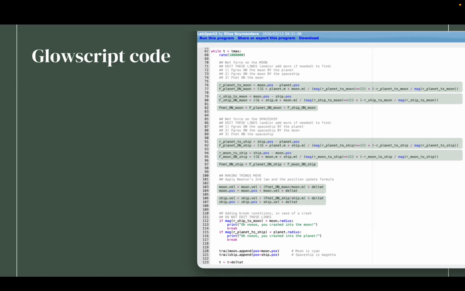I did this again to find the force of the ship on the moon, the force of the planet on the ship, and the force of the moon on the ship. I combined the forces of the planet and the ship on the moon to find the net force on the moon, and the forces of the planet and moon on the ship to find the net force on the ship. I then used Newton's second law and position update formula to update the velocity and positions of the moon and ship. I also multiplied the original time by 10, resulting in 7,000 hours, or about 24.3 years. I did this so that the orbit could be better represented.